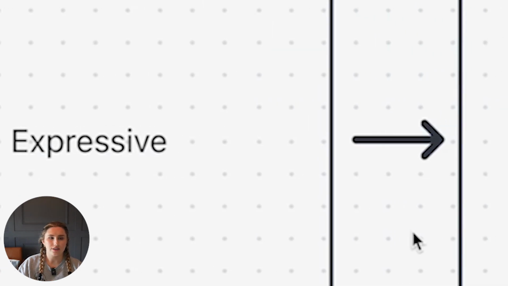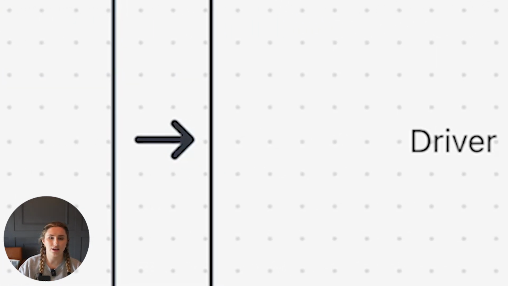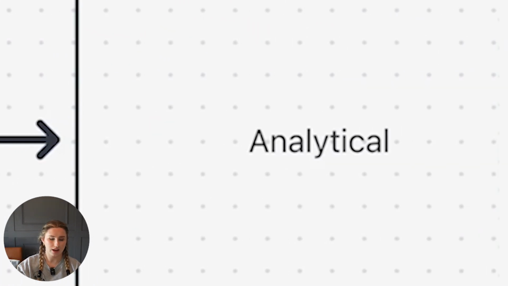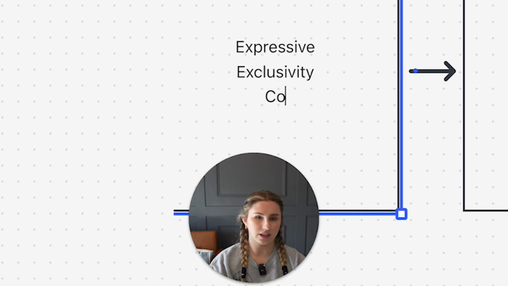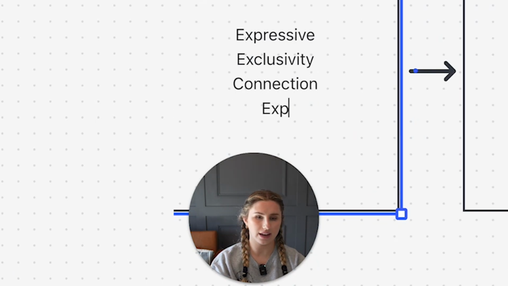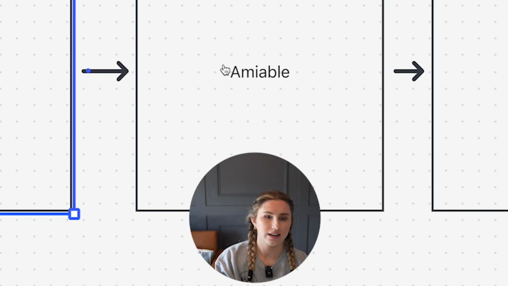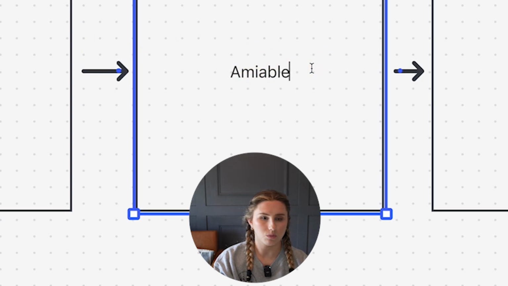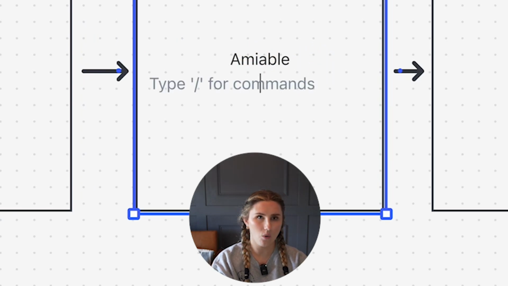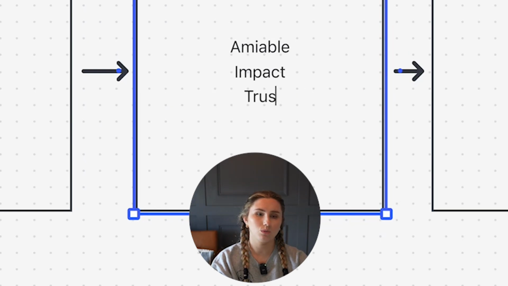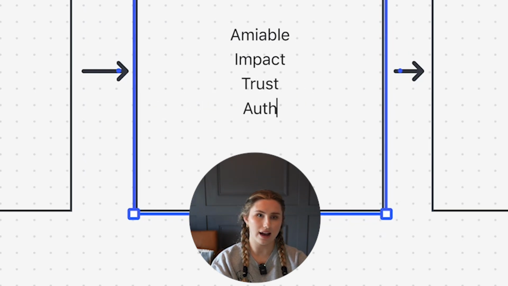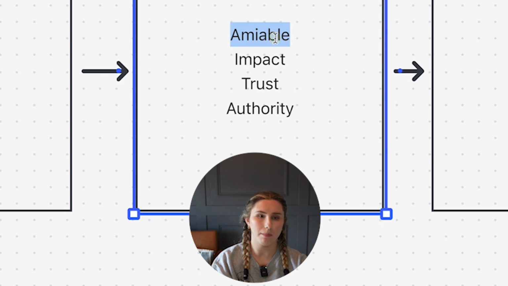Each of these different types of buyers takes different things into consideration when they're thinking about making a purchase. So your expressive buyers, they really value exclusivity, connection. They want to understand what the client experience is going to look like. Now, your amiable buyers, what's really activating to them is how their actions or their investment is going to positively impact the people around them. So their team, their friends, their family, they also really need to trust you and see you as an authority to be able to make an investment with you.